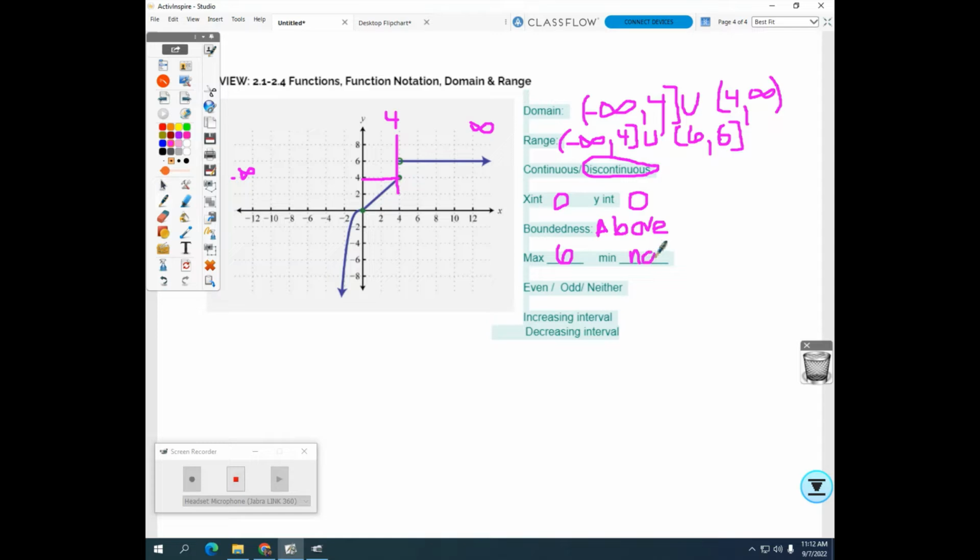Right now, we're only looking at graphs. We're not doing it algebraically. So to determine even, odd, or neither, we're looking for symmetry. And there's no symmetry to this graph, so it's going to be neither.